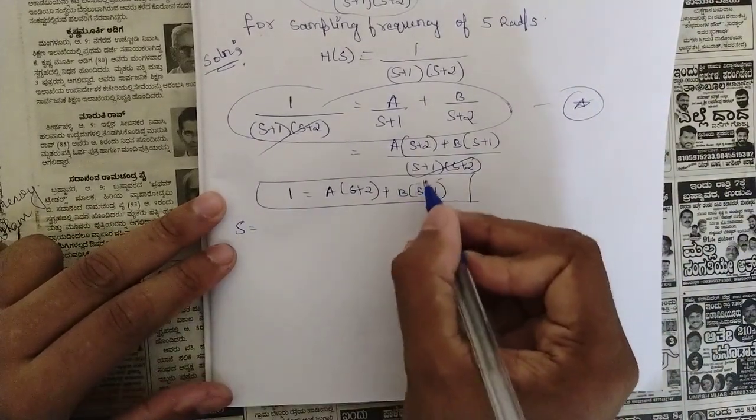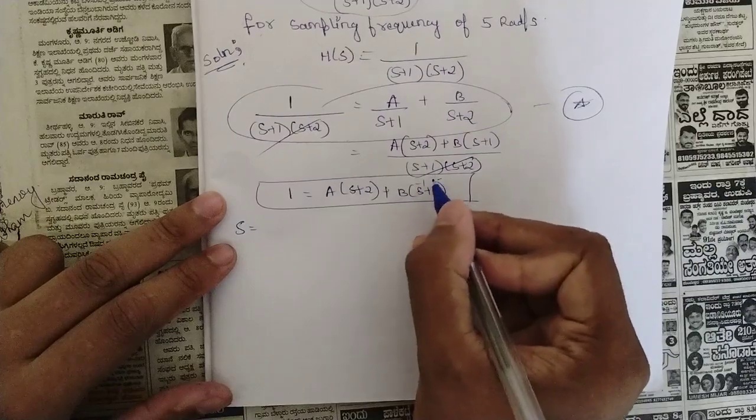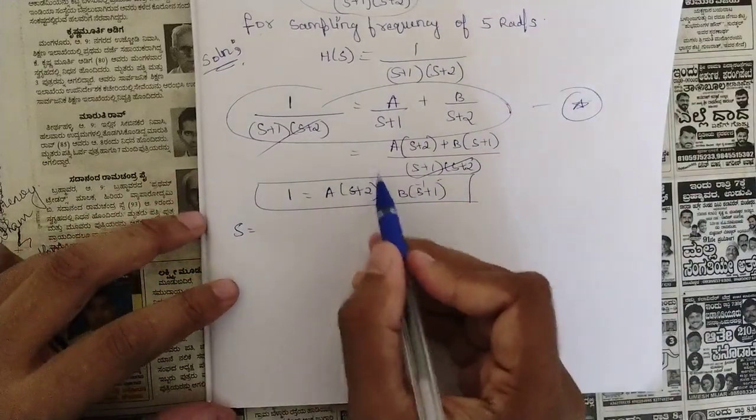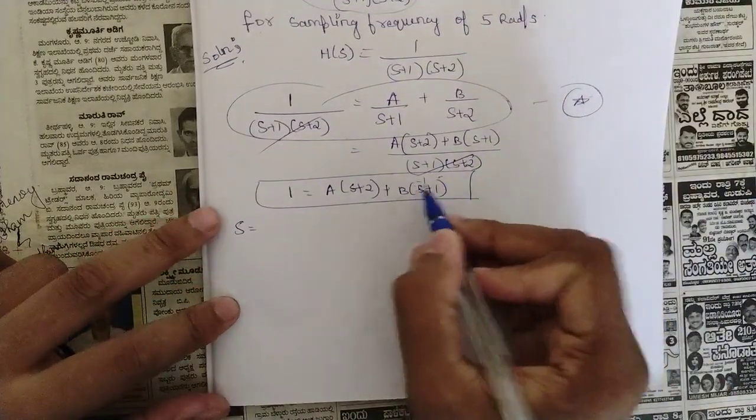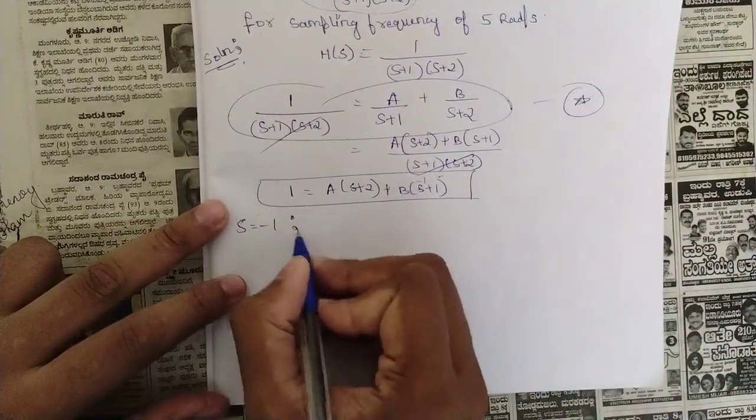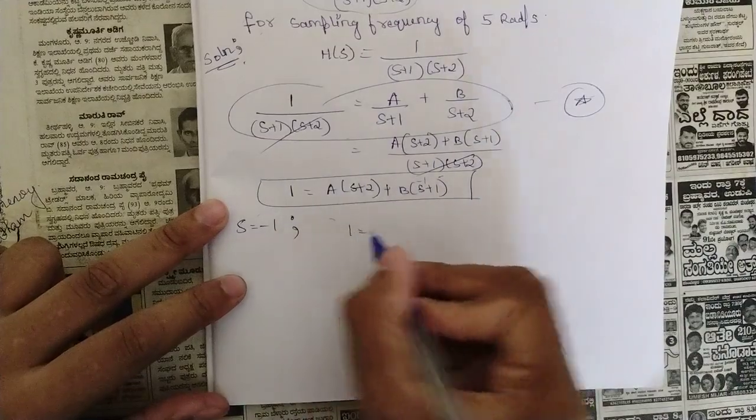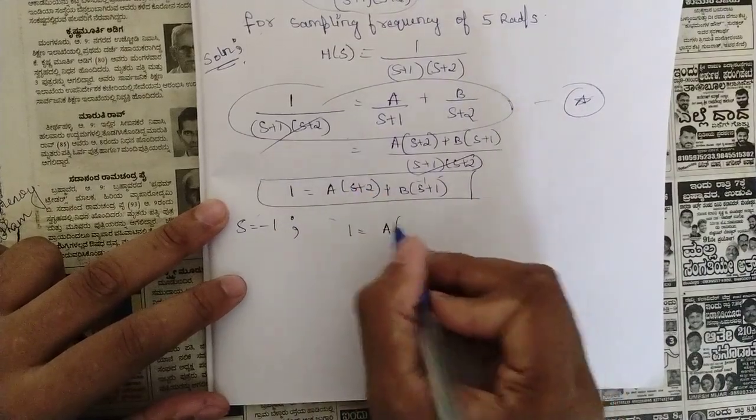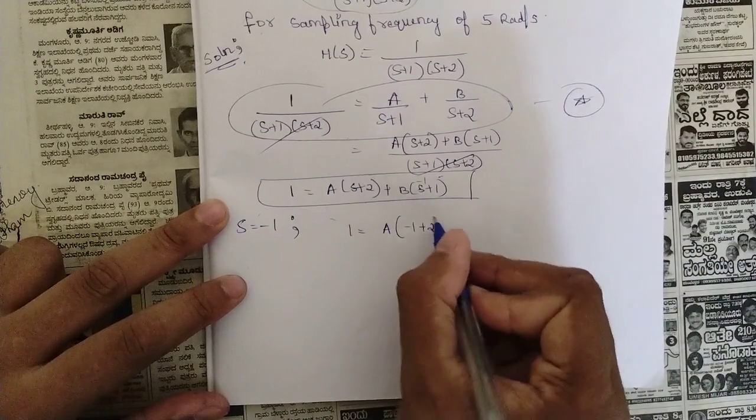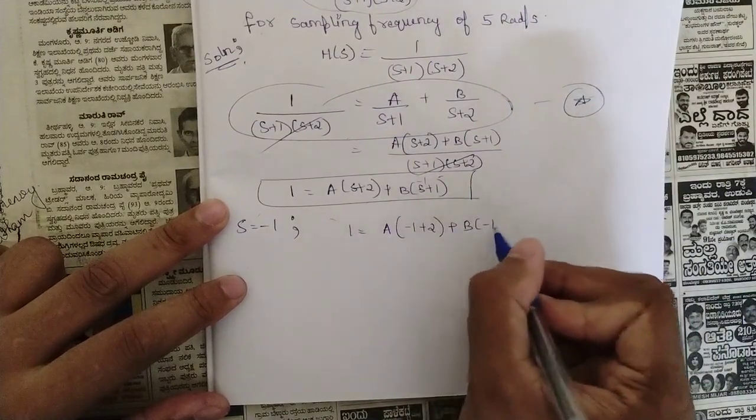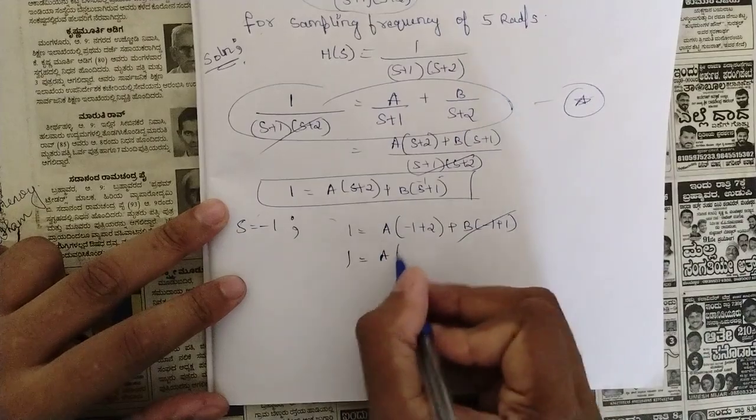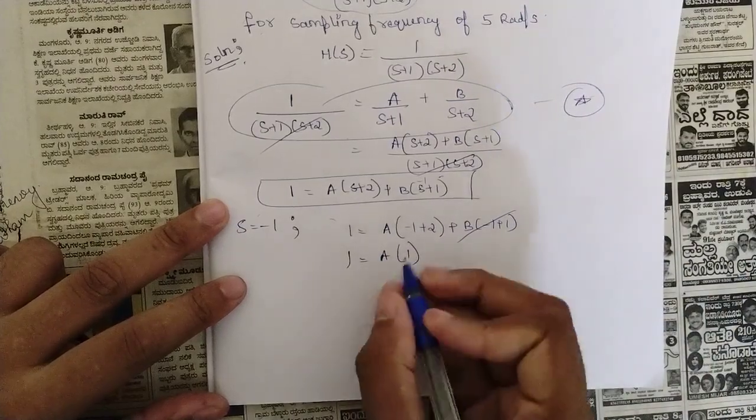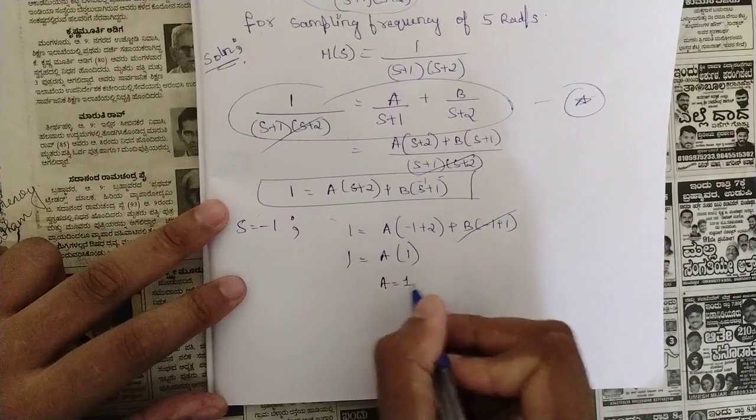If we make s equal to minus 1, s plus 1 would be equal to 0. This whole B term would be equal to 0. We would be left with only one A term so that we can solve for A. So first put the value of s as minus 1 in this equation: 1 is equal to A into minus 1 plus 2, plus B into minus 1 plus 1, so that this whole term would vanish. We would be left with A into minus 1 plus 2, which is 1. So our value of A is equal to plus 1.